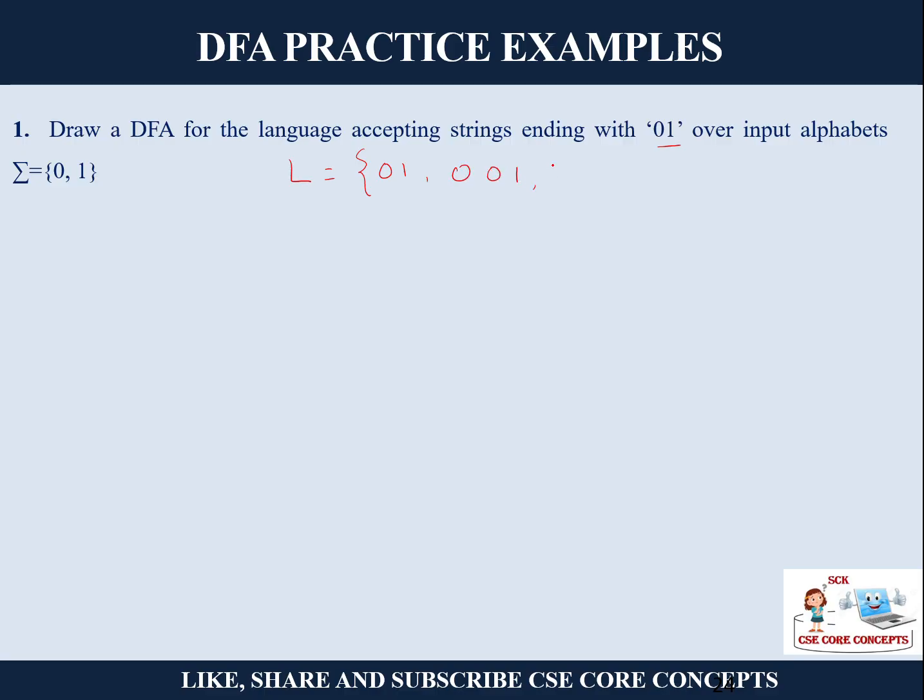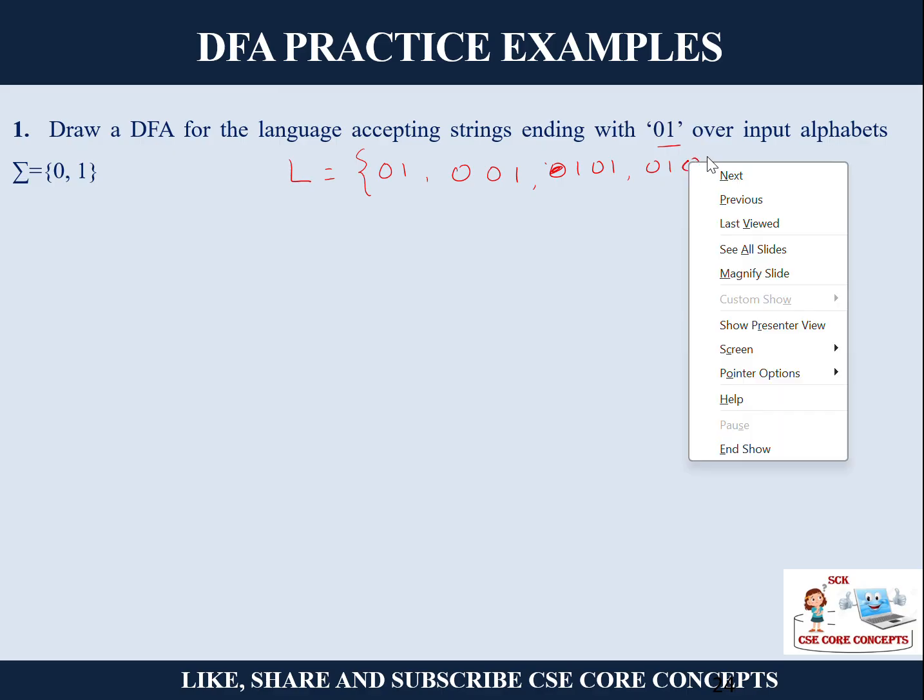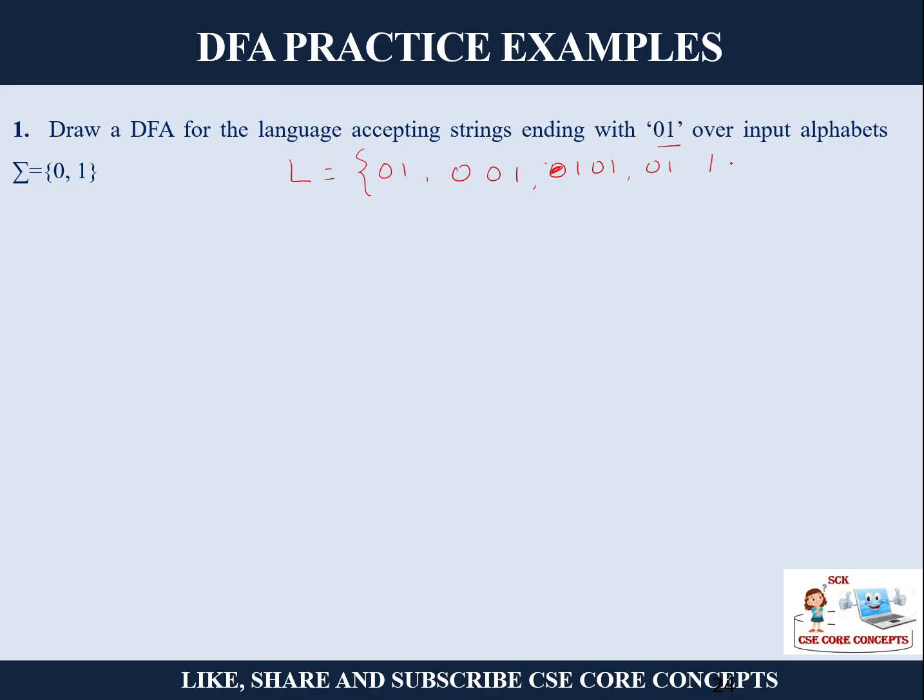I can have 101 also, 0101 also. Okay, so I can have many types of strings this way. Now I have to create a DFA. Let us get started with the first one.